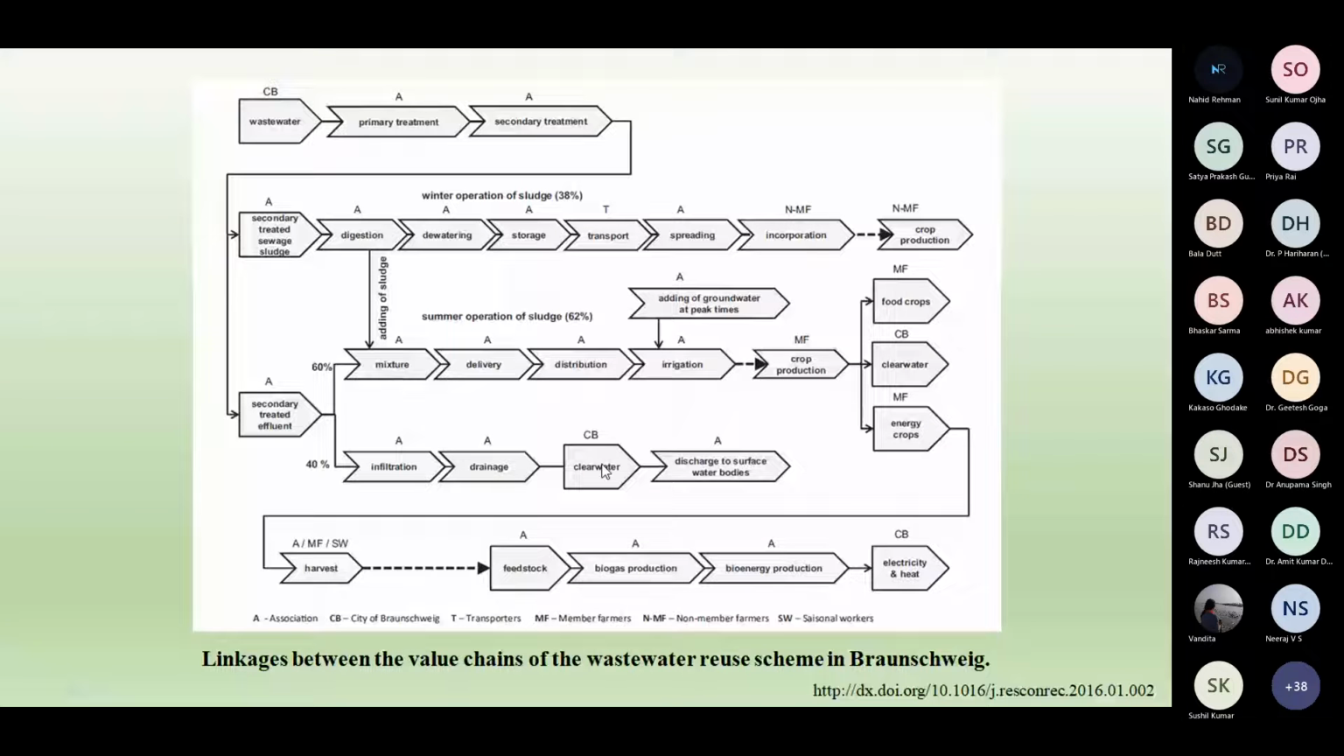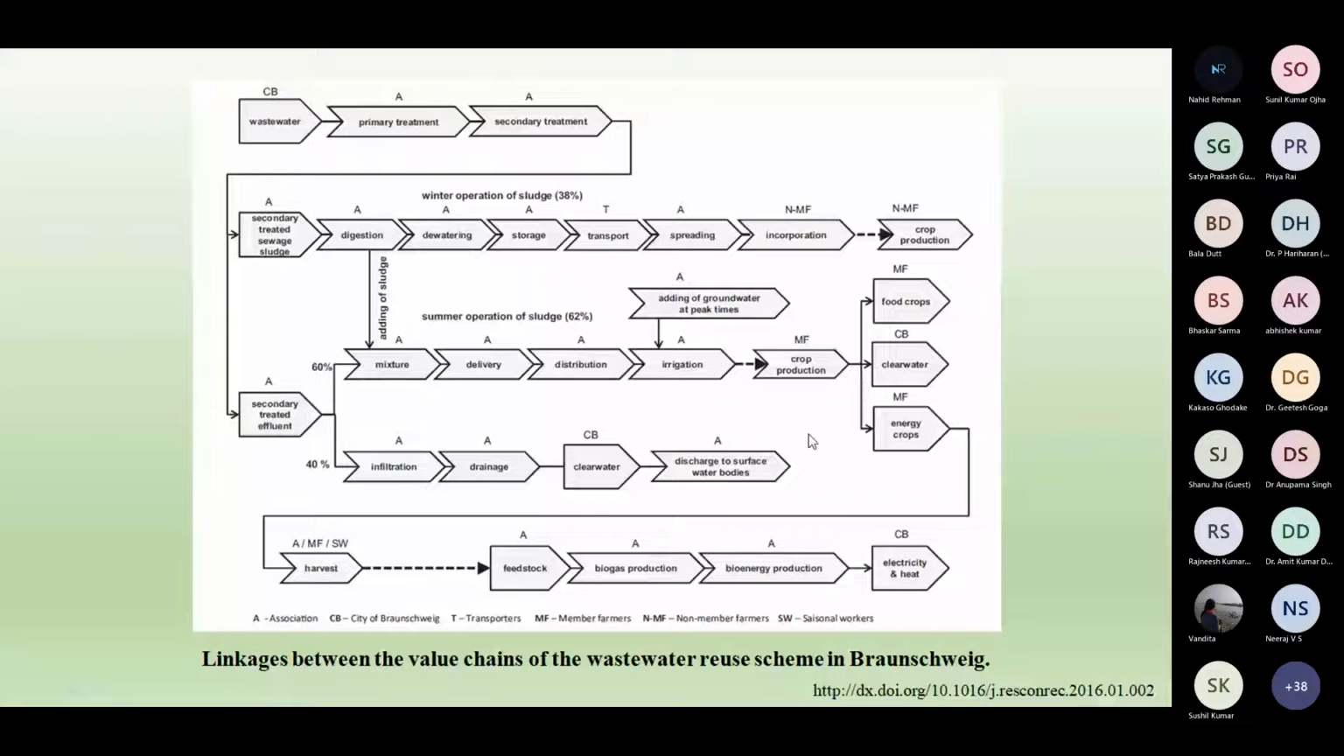So 60% goes to the mixture added with the sludge, delivered, distributed, then irrigated, and then it is used for the crop production. The crop can be a food crop, and then you get the clear water. You can also grow the energy crop, and this energy crop can further be harvested and processed to give you the biogas and other bioenergy to generate the heat or electricity. So such a linkage scheme was given.